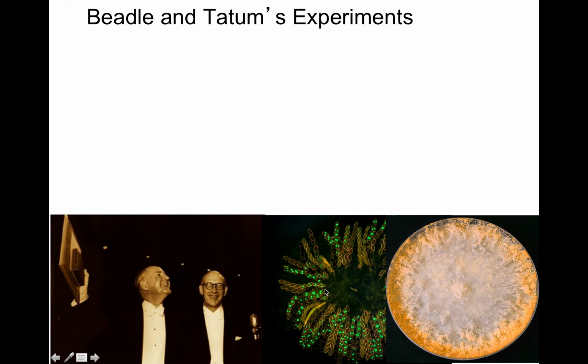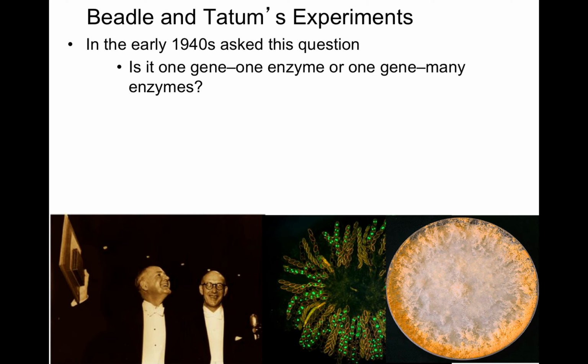This is what it looks like when it's growing in a Petri dish. It's a quite common bread mold. Okay, so in the early 1940s, they asked this question: is it just one gene and one enzyme, or is there one gene that produces many enzymes?